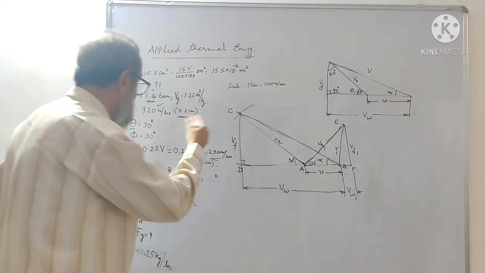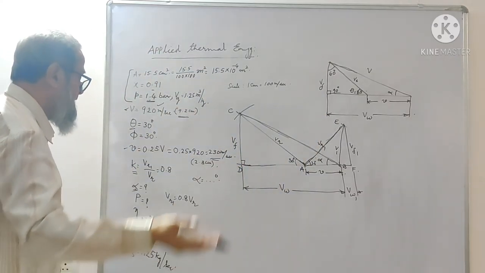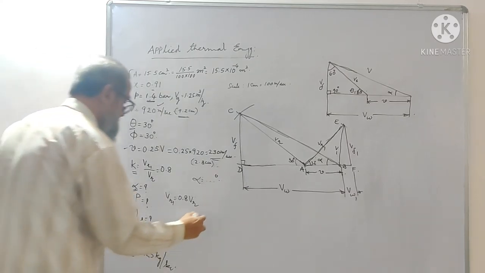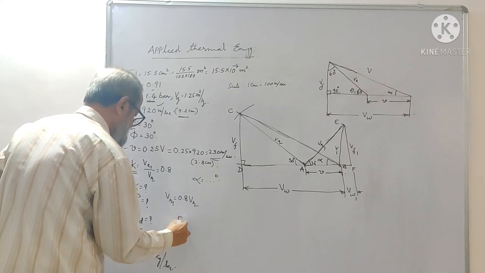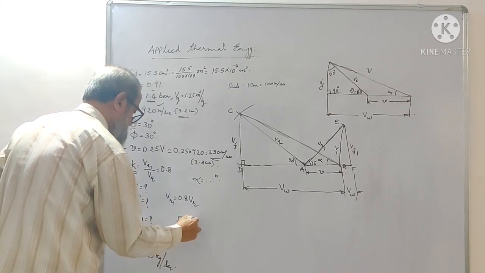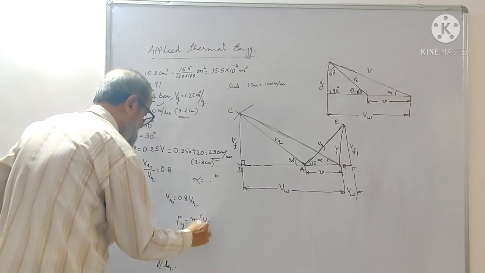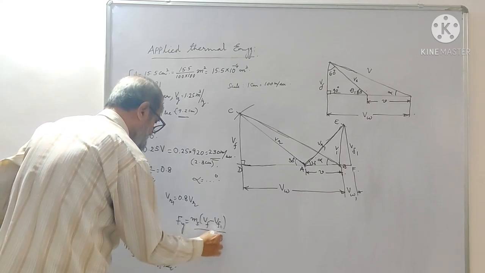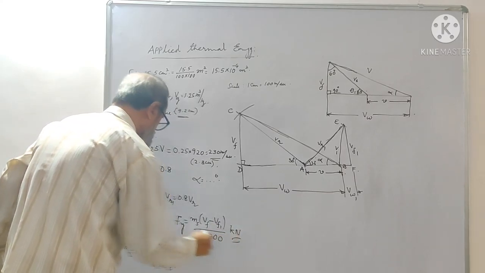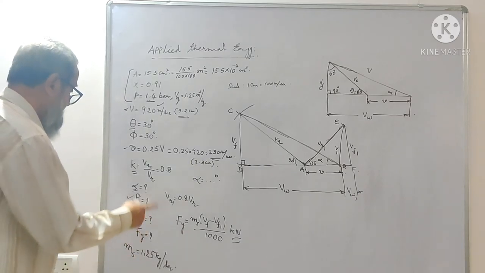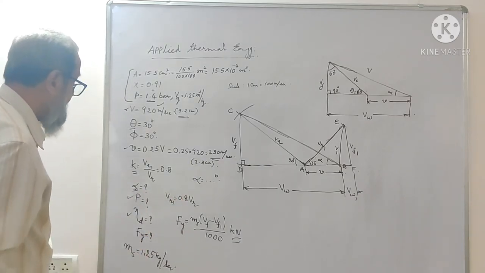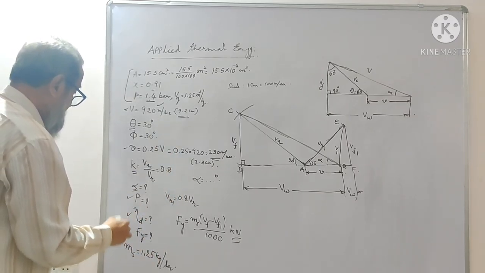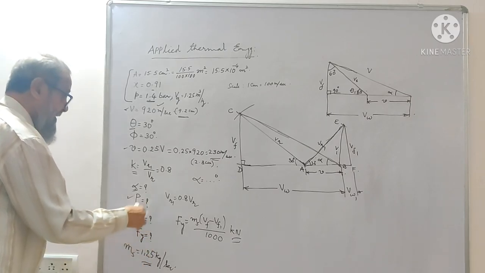Now mark these things, take the measurements, and convert them using the scale. As we did in the previous problem, find out the power and diagram efficiency. This Fy will be Ms into Vf minus Vf1 divided by 1000 kilonewtons. That is the axial force on the blades. Fx is the tangential force, Fy is the axial force. This is the formula for that.